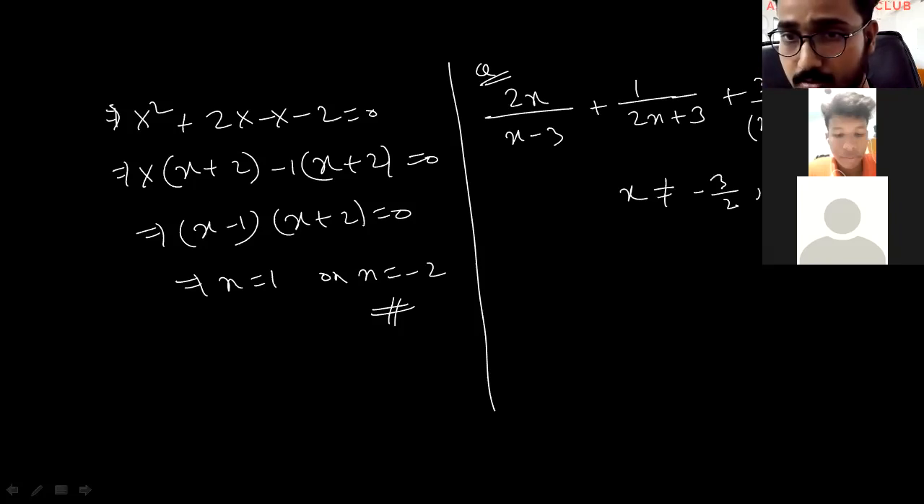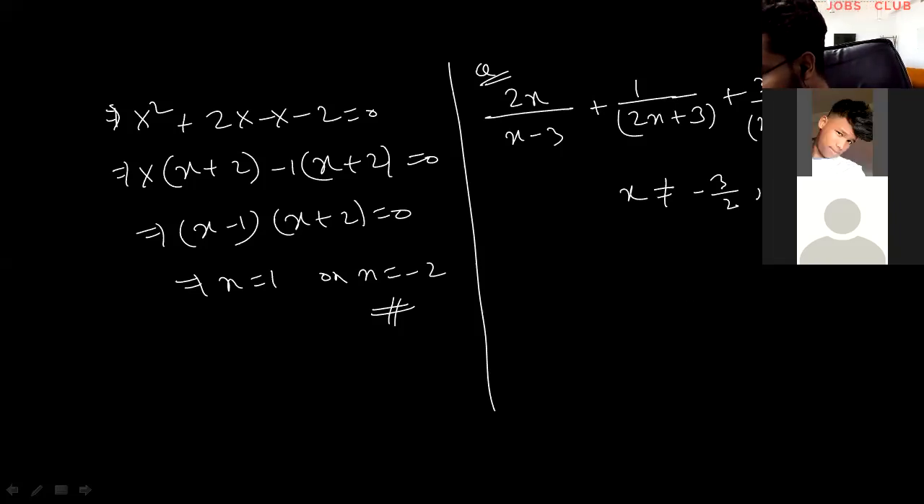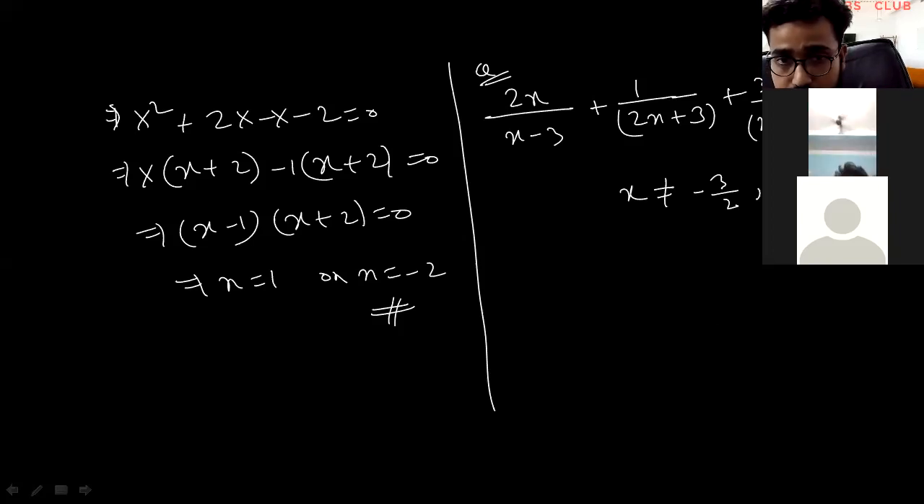This came in the 2016 board exam. 2x by x minus 3 plus 1 by 2x plus 3 plus 3x plus 9 by x minus 3 into 2x plus 3 equal to 0, and x cannot be equal to 3 and minus 3 by 2. Just multiply both sides by x minus 3 into 2x plus 3, that means you have to multiply each term by x minus 3 into 2x plus 3, then it will be easy for solving. Clear? So the answer will be x equal to minus 1.